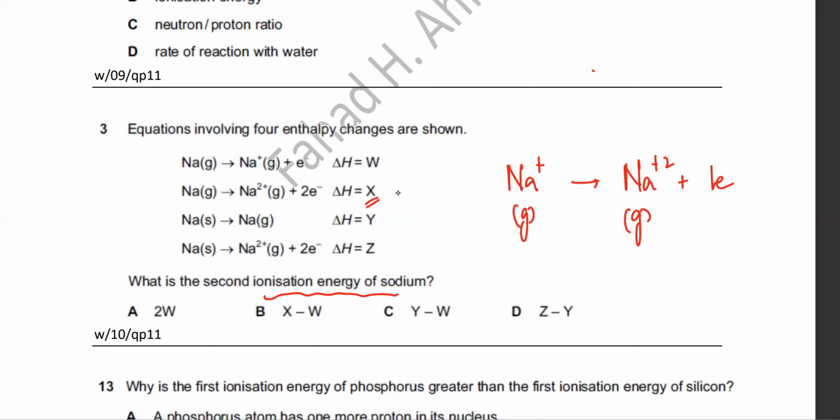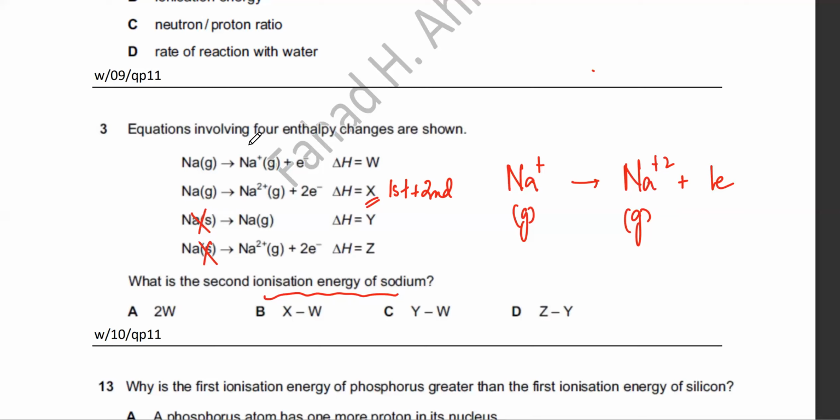X can't be in solid. Ionization energies are not for solids, right? It's always for gaseous atoms. Now, what is X? X is the first plus the second ionization energy. Because if you look at X, it goes from sodium neutral to sodium 2+. So that means 2 electrons are lost, the first two. The first is lost and the second is also lost. So you're removing 2 electrons. So it's the first plus the second.